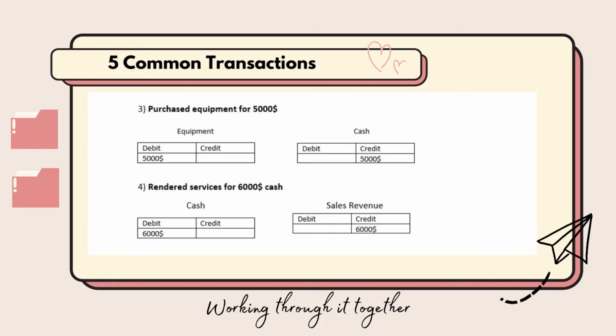Example number 4. Rendered services for $6,000 cash. In this transaction, the cash account must be increased by debiting it for $6,000. The sales revenue account must be credited for $6,000. Sales revenue increases the owner equity account. Since sales revenue is funneled into the owner equity account, it is on the right-hand side of the equation and must be increased with a credit.